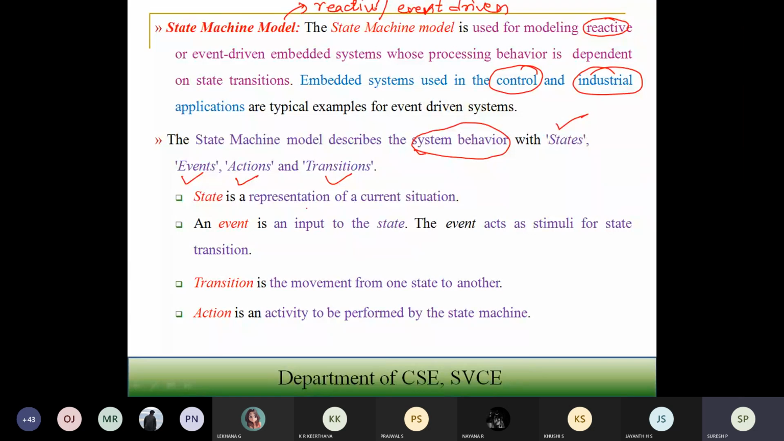So if we take the walking of a person, in which state that particular person is, whether it is sitting, standing, or what, maybe which state he is in. So that represents the current situation, in which state he is in. Now, what is an event? Event is nothing but some input you are going to get to that particular state. So it acts as a stimulus for state transition.